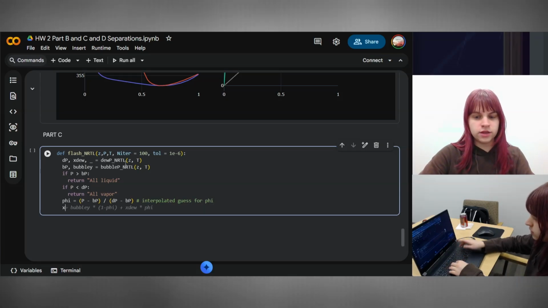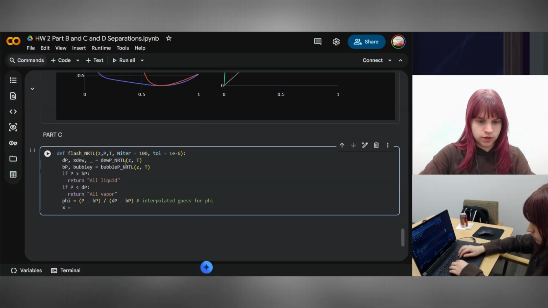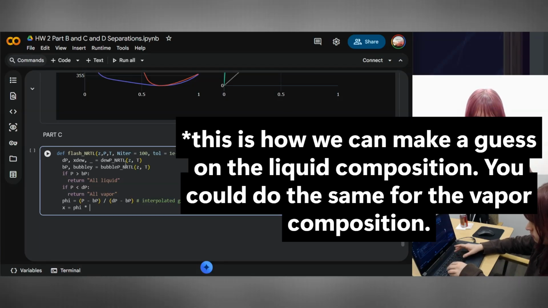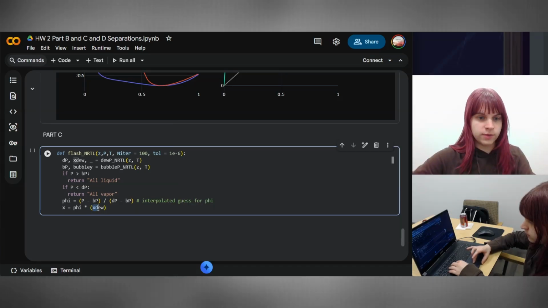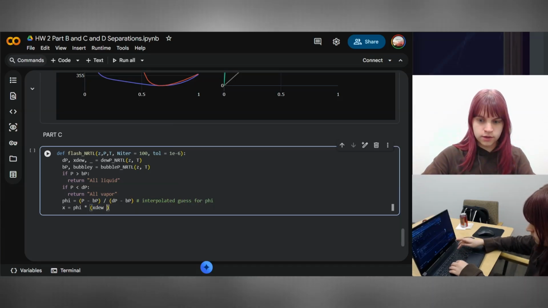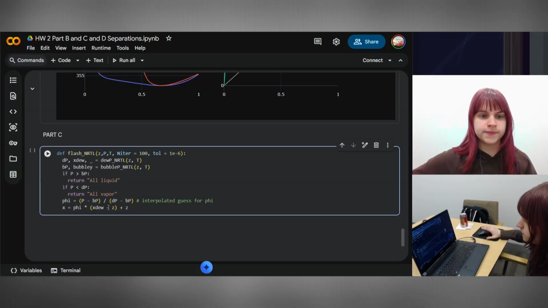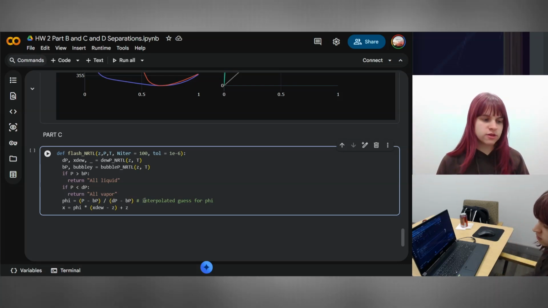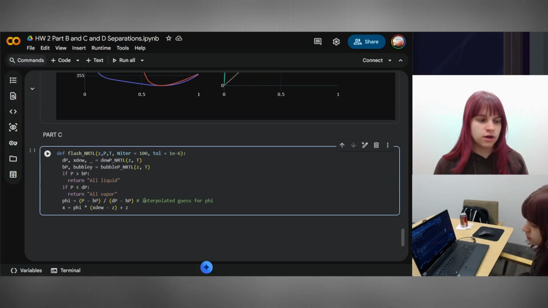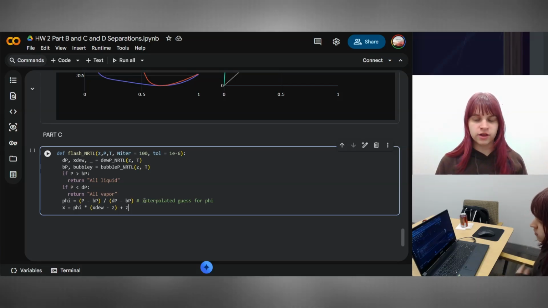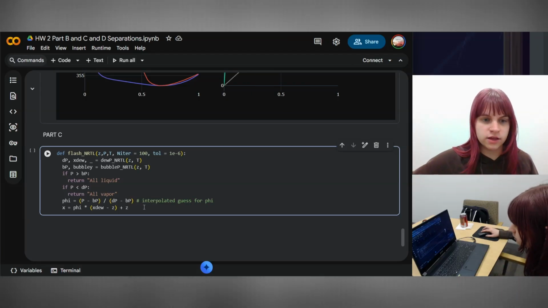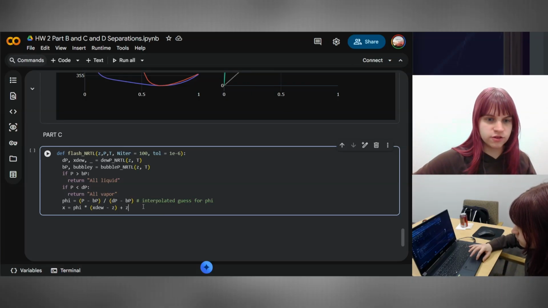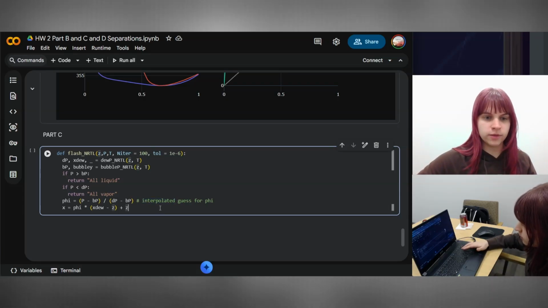And then we know the liquid composition should be equal to phi times the liquid composition at the dew point minus z, plus z. What we're saying here is the liquid composition is equal to z when it is at the bubble point because of what I explained previously, and it is equal to x dew at the dew point, and this is doing a similar thing as up here.